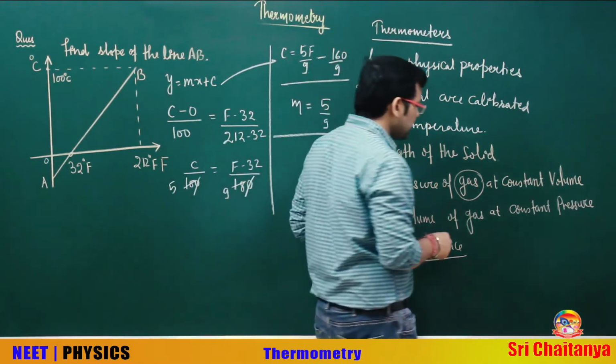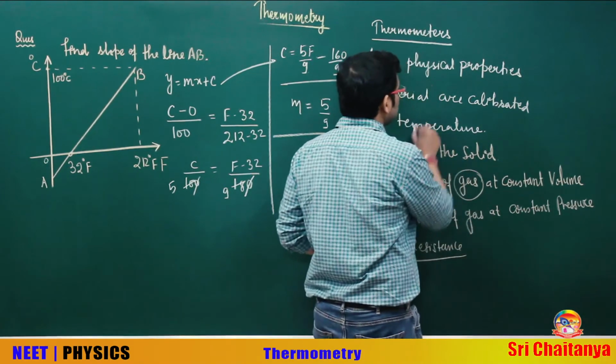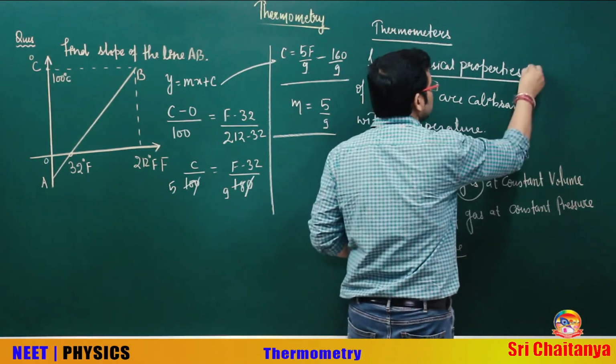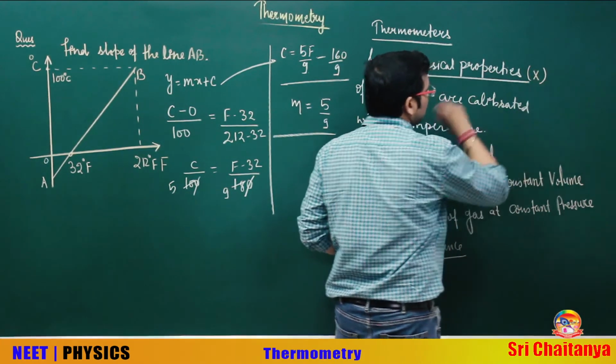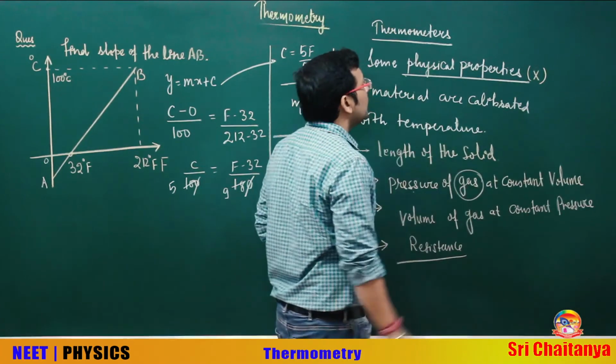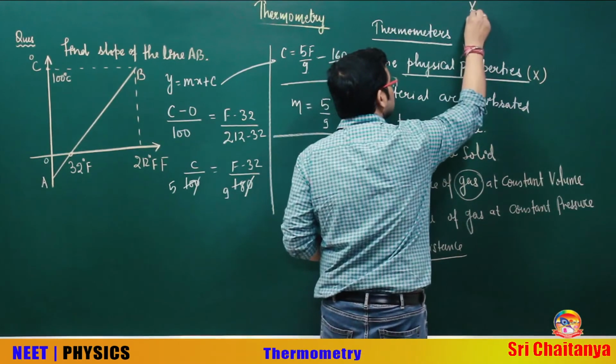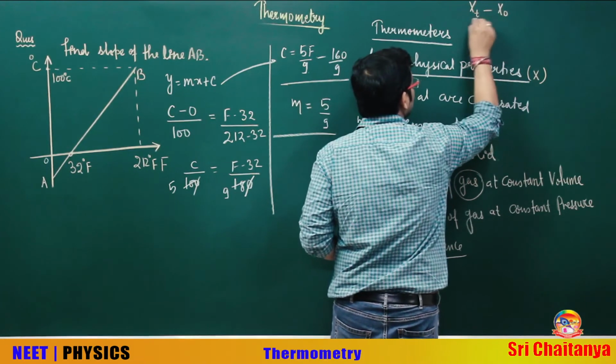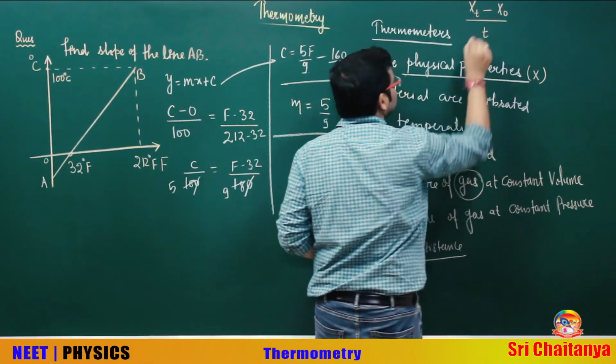So if we consider all the physical properties, here I am saying all the physical properties, let's call them x. Okay, so when x is at T degrees Celsius and when x is at 0 degrees Celsius, what is the difference of temperature T?